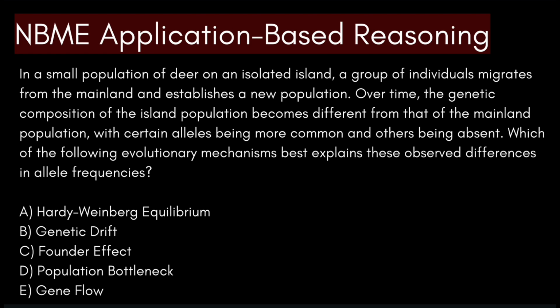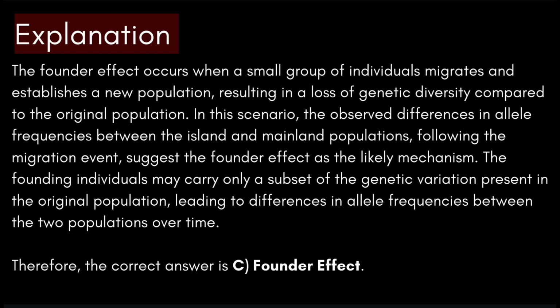Moving on now. The founder effect occurs when a small group of individuals migrate and establish a new population, resulting in a loss of genetic diversity compared to the original population. In this scenario, the observed differences in allele frequencies between the island and mainland populations following the migration event suggest the founder effect is the likely mechanism. The founding individuals may carry only a subset of the genetic variation present in the original population, leading to differences in allele frequencies between the two populations over time. Therefore, the correct answer is C, founder effect.